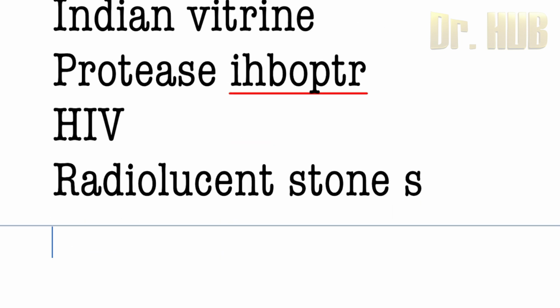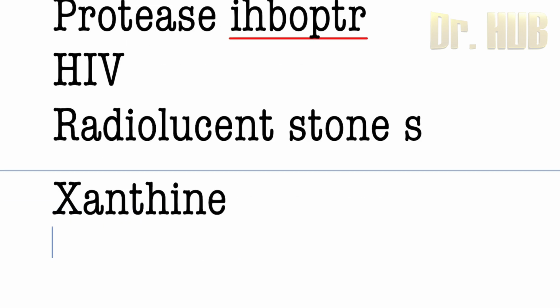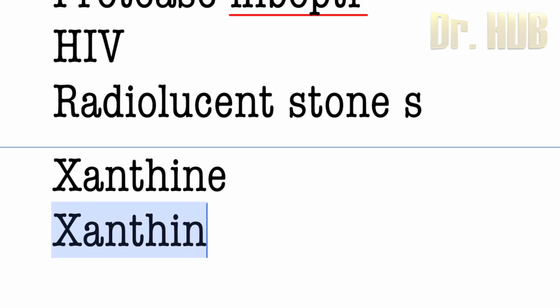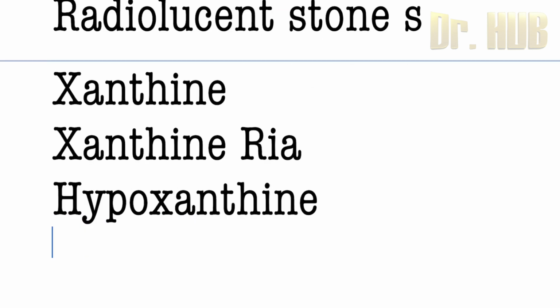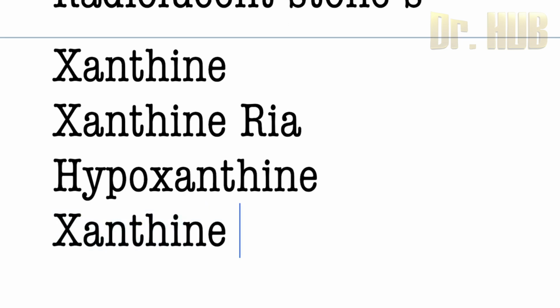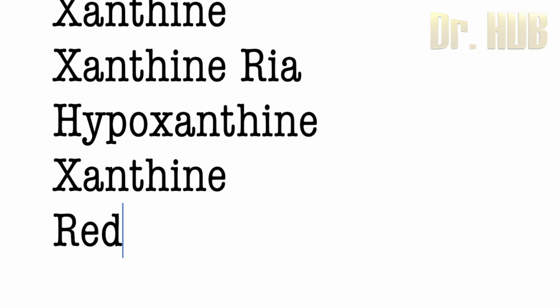Next is the presence of xanthine. The xanthine is observed in the xanthinuria and conversion of the hypoxanthine to the xanthine. So this is brick red in color.